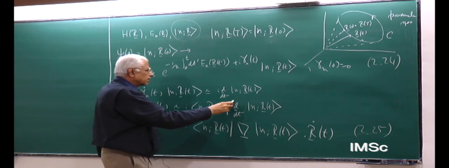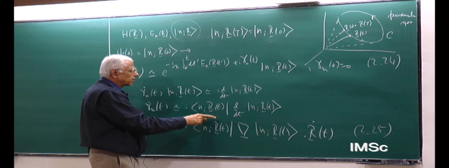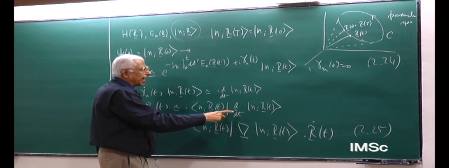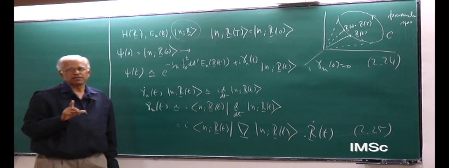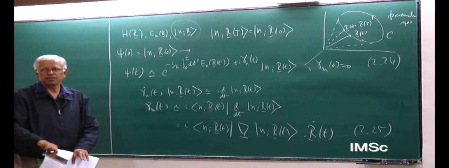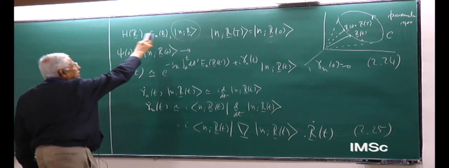So this is just the Hilbert space scalar product between the nth eigenstate at time t and its time derivative. It's not the expectation value of d by dt. No. There is no time dependence in that first equation. Here? Yeah. No.